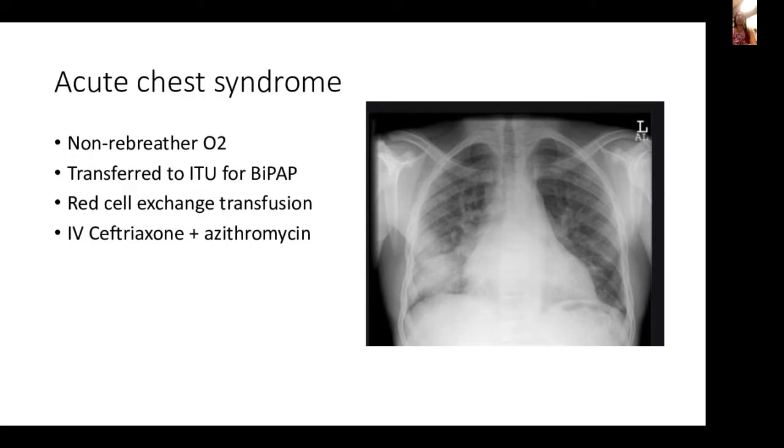And because it's indistinguishable from pneumonia, you treat them with a macrolide, such as azithromycin, and a third generation cephalosporin, such as ceftriaxone or cefotaxime, depending on your local antimicrobial policy. So that kind of summarizes vaso-occlusive crisis and acute chest syndrome, which are the most common presentations on the acute medical unit.